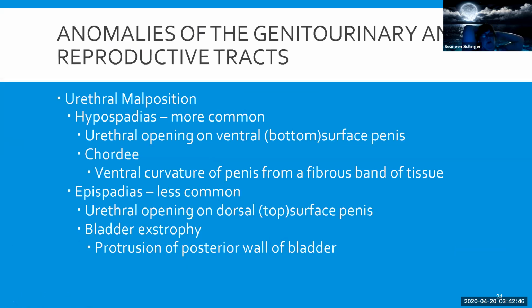So now we're going to talk about different anomalies of the genitourinary and reproductive tracts. So the urethra can be positioned in a male in a place other than at the tip of the penis. You can have what's called hypospadias or epispadias. And we have pictures of this coming up.